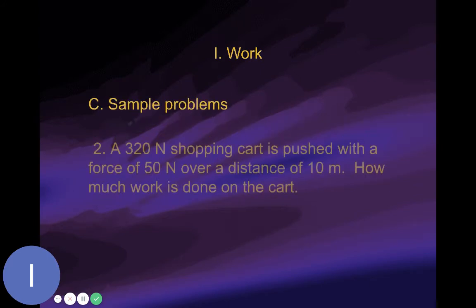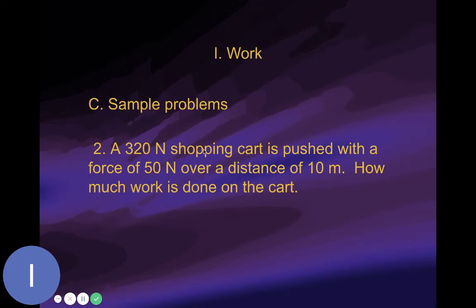All right, another sample problem here real quick that we'll run through for work, and then we'll get into power. This one says a 320 Newton shopping cart, so again, that's going to be the weight of the shopping cart, just so you know, is pushed with a force of 50 newtons over a distance of 10 meters. How much work is done on the cart? So in this case, there's kind of what I call a decoy number in this problem, because you actually have two forces here. There's the 320 newtons and the 50 newtons. So in this case, the 320 newtons is actually kind of a decoy number here. We just don't actually need that number in this case because we're not lifting the shopping cart up. We're actually pushing the shopping cart.